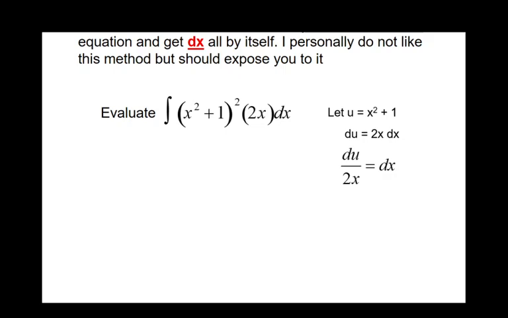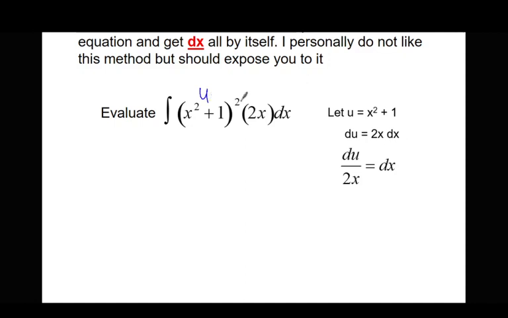Now, there'll be some times where I'll take that 2 out and have x dx, but I will never move du's and x's onto the same side and get dx by itself. It doesn't sound logical to me. But like I said, this is another method. So they substitute this way, and you can see this is going to be u squared, and this dx is going to be du over 2x.